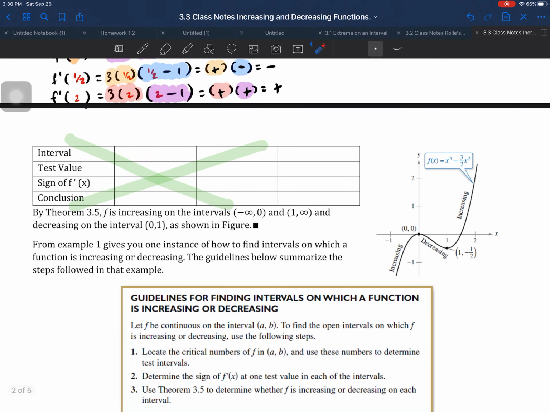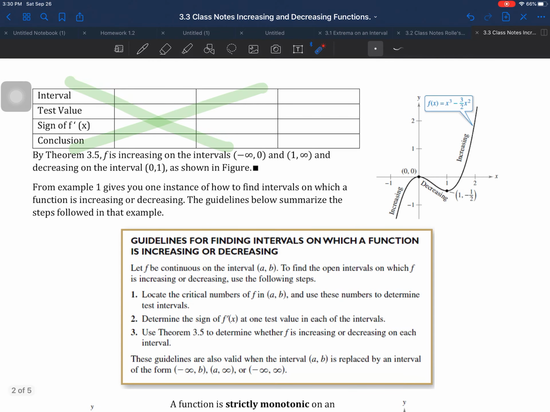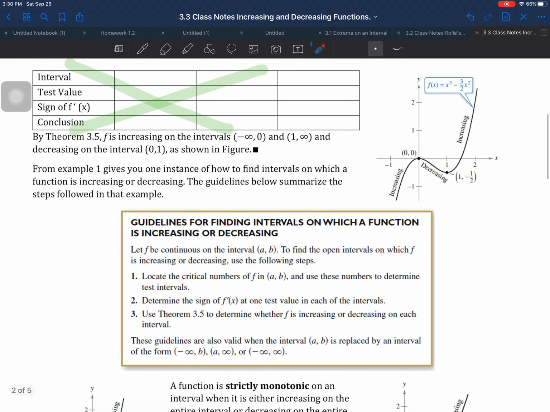So that's how we find these intervals, right? Again, this is very helpful because it's going to help us now figure out relative max and relative min. So here are some guidelines that we can use to help us find these intervals, and it's sort of what I did at the top. We first check that the function is continuous on the open interval, and then find the open intervals on which f is increasing or decreasing by following these steps.